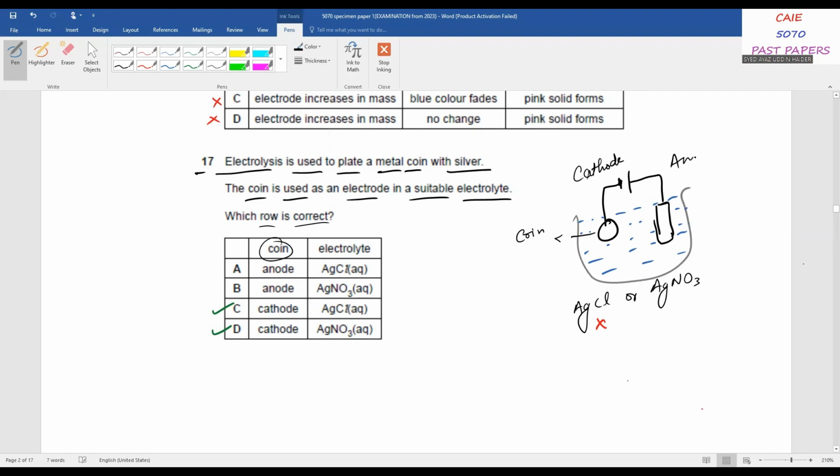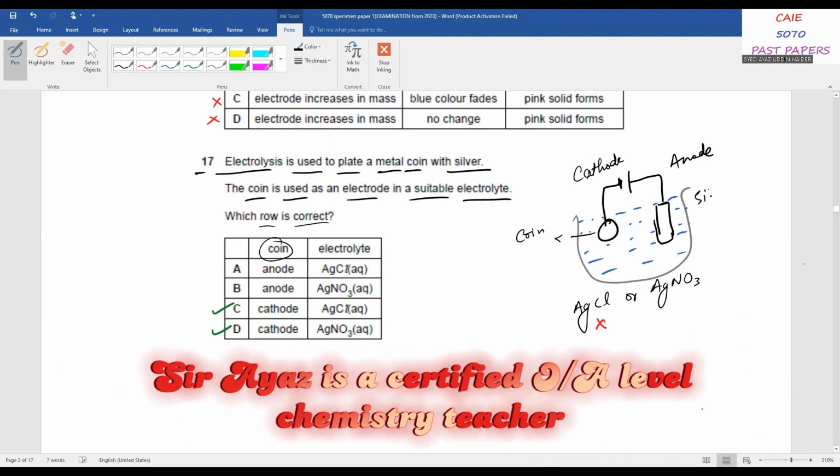This is anode, this is silver. So AgNO3 will be the electrolyte used. This is the right choice. So the correct answer will be D.